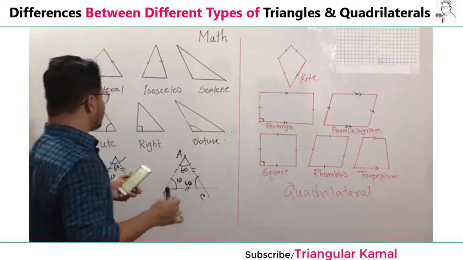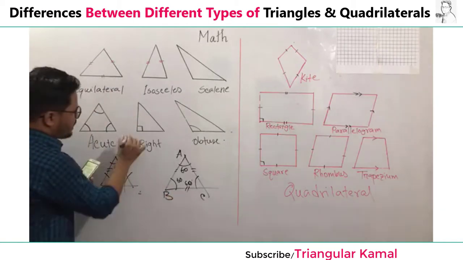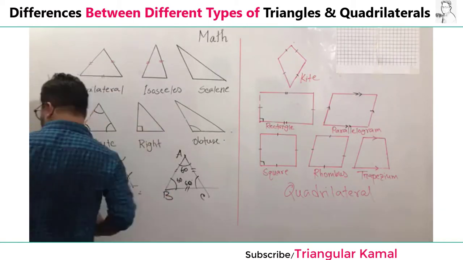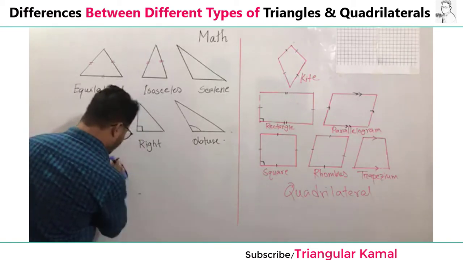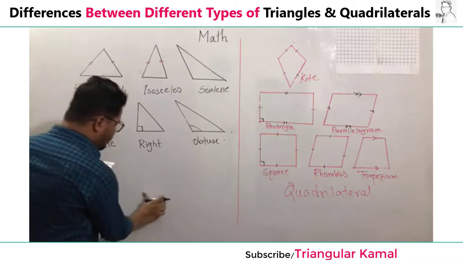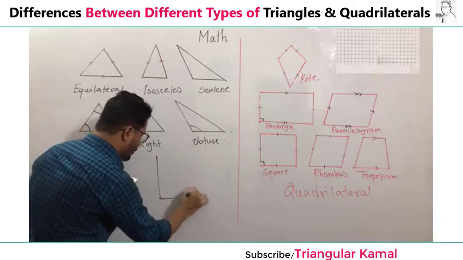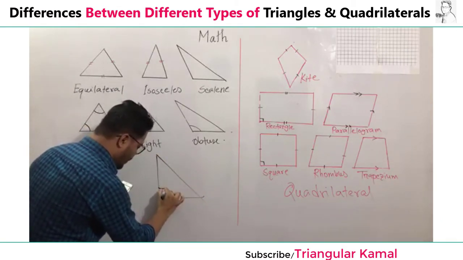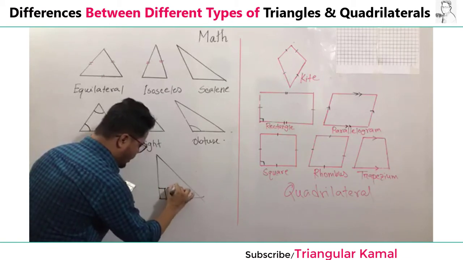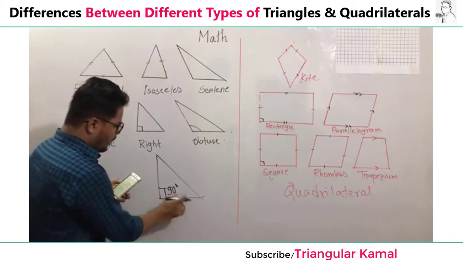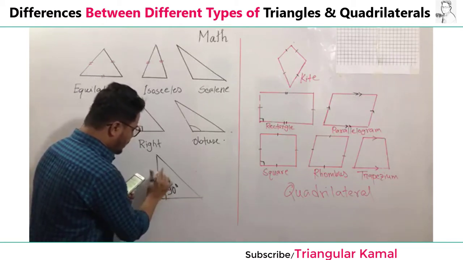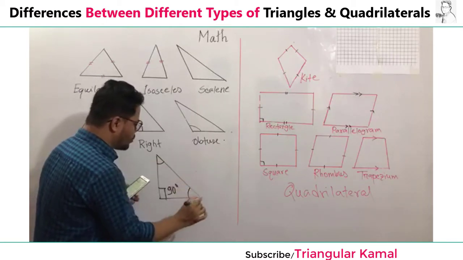Now, another concept. In a right angle triangle, one angle is 90 degrees. If we draw a right angle triangle here, this is the new concept. The right angle here indicates 90 degrees. In the right angle triangle, one angle is 90 degrees and the other two angles will be acute angles.